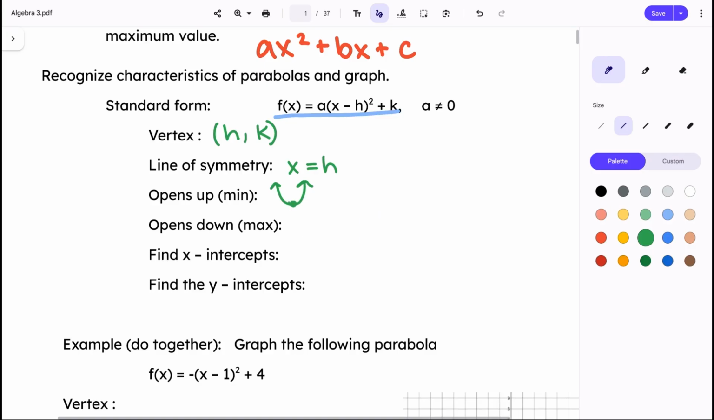Then if you have an opens down, I call them a sad parabola because it looks like a frowny face. But again, that would have a maximum point because the vertex would be at the very, very top of your graph.